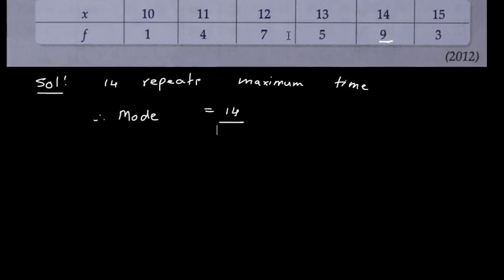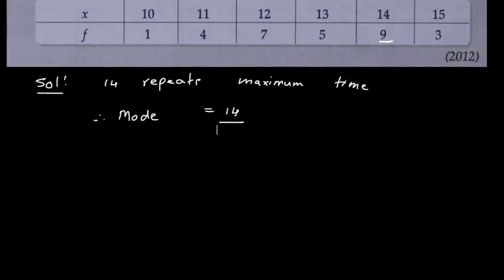Now here we have a tabulated data and the question is to find the mode and median of the following frequency. Now mode, easy, you can easily identify that maximum frequency is 9 and 14 will be the mode. So we can say that 14 repeats maximum time, therefore mode is equal to 14. This is easy. Now you have to find median.